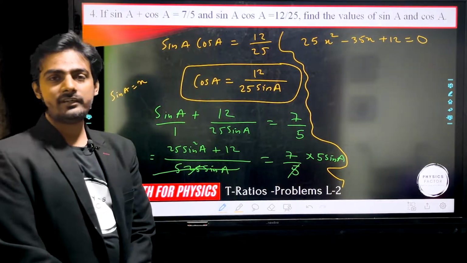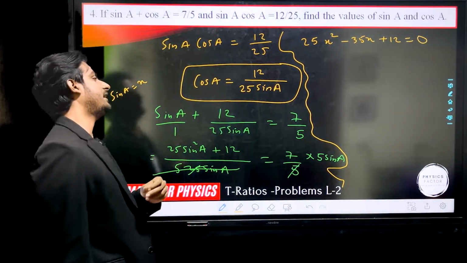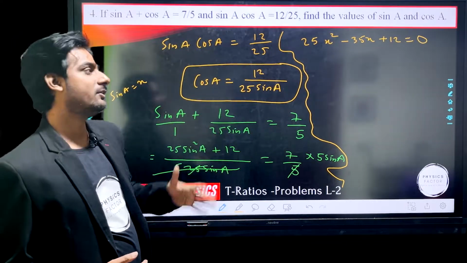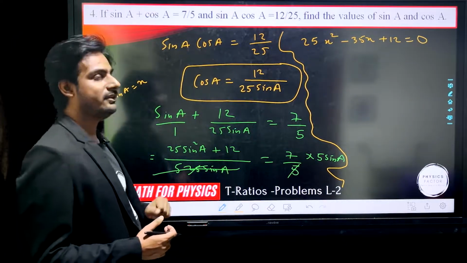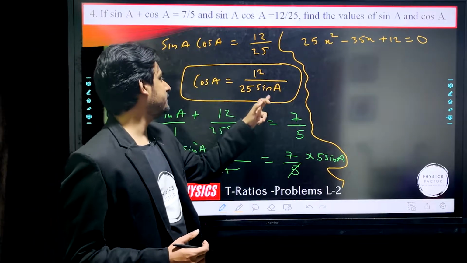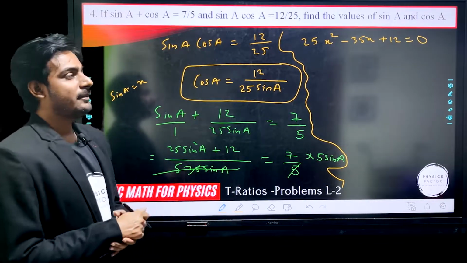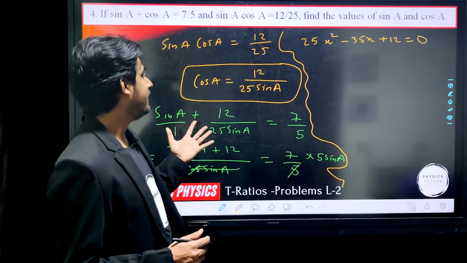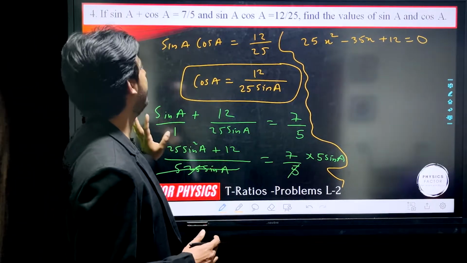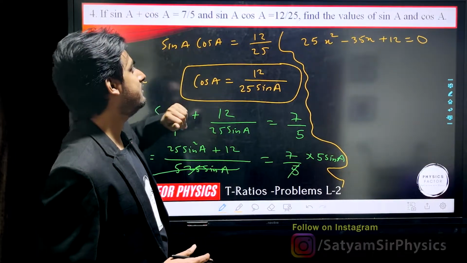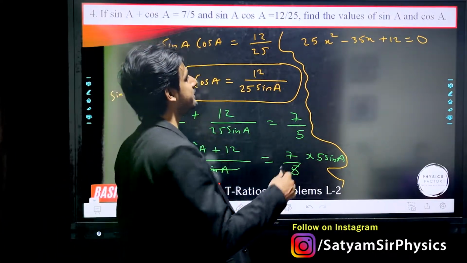So we get a quadratic in x, and the value of x is sin A. We can get the value of x by solving the quadratic. That means we get the value of sin A, and then we'll substitute the value of sin A here to get the value of cos A. So that's the method. Pretty much long, but yeah, I think that's the only thing we have. We can do a little more thinking and solve it in a faster manner. But yeah, this will work.